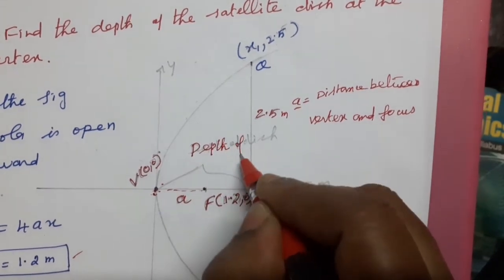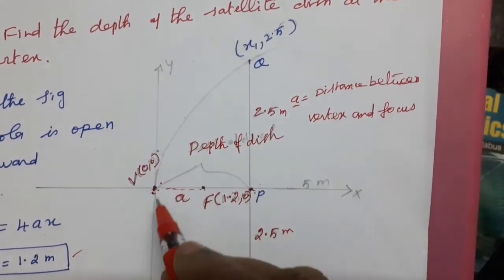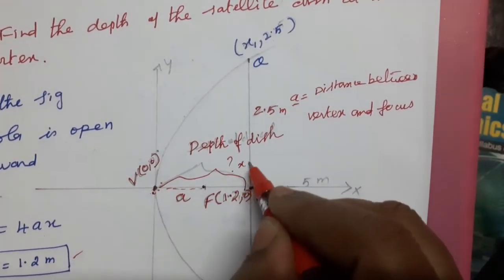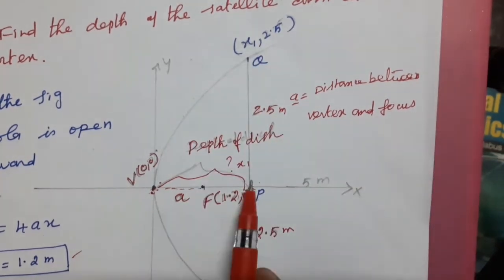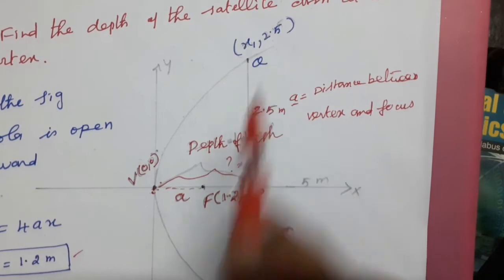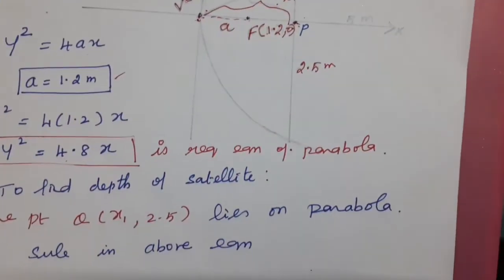Depth, depth of the dish. That is this length. What is this? This is taken as x1. So what is x1? The x-axis value, that we are going to find. And y is nothing but what? 2.5 meter. Now to find the depth.